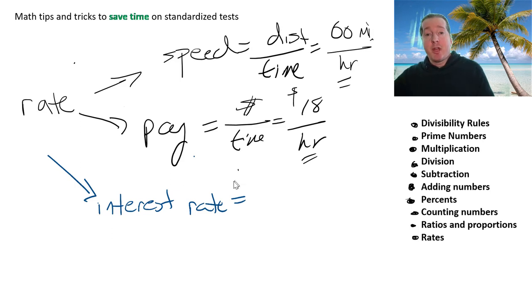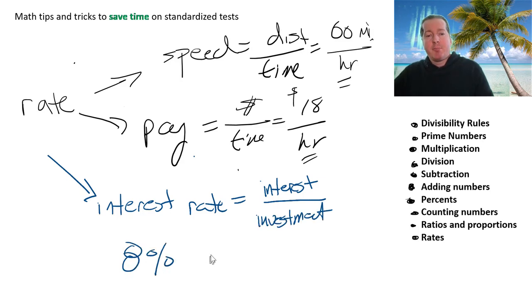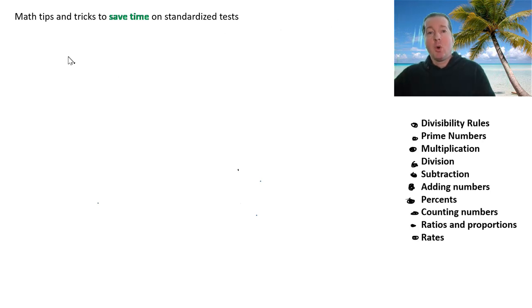How about interest rate? We don't really think of an interest rate as a rate, but it really is. And it's a rate of what? A measure of interest to the investment or the principal. I'm just going to write investment. So if an investment pays an interest rate, how about 8%? That is, let's say in dollars, $8 for every $100 invested. It's a rate of interest to investment. Okay, now one final thought.